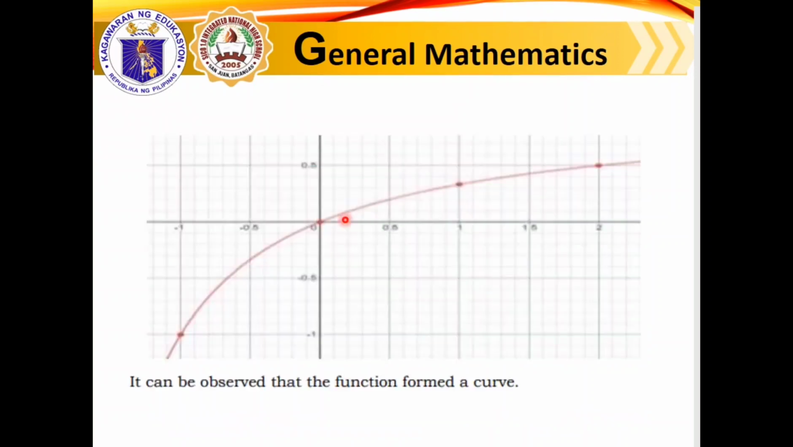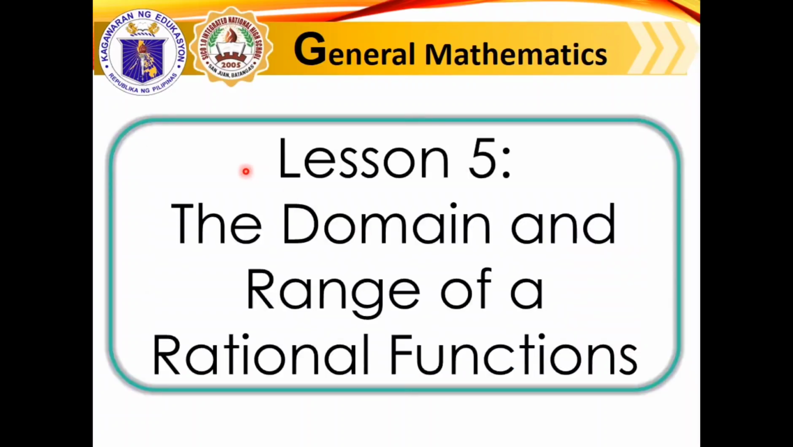Okay, we have the rational function, we have the table of values. Now we can graph the rational function given the points in the table of values. So this will be the graph. So the points 1, 2, 3, and 4. As you can see, it can be observed that the function forms a curve. So it is a rational function. We will now proceed to lesson 5, which is about the domain and range of rational functions.